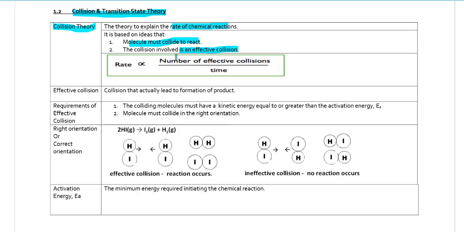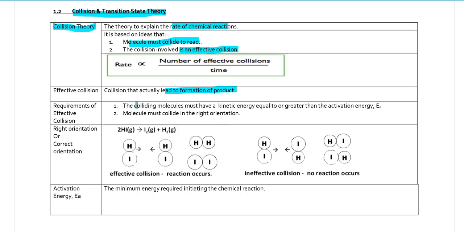In other words, molecules need to collide with each other in order to produce product. A collision known as an effective collision will produce product. The number of effective collisions is directly proportional to the rate of reaction. So what is an effective collision? An effective collision is anything that will lead to formation of product. There are two requirements in effective collision.